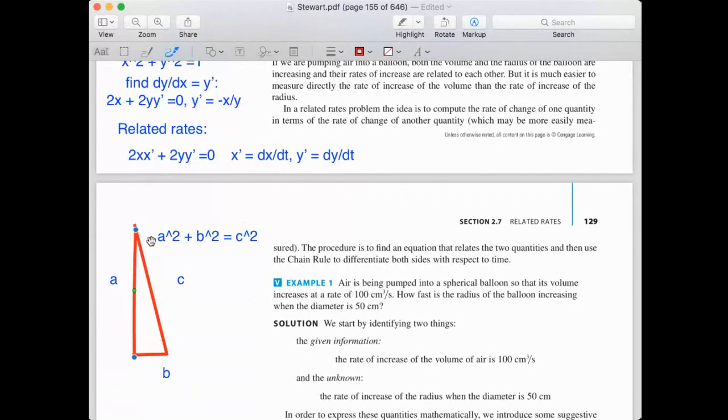So if we do that, we will introduce three more variables. The rate of change of A, which is dA dt. The rate of change of B, let's call it B prime, this is lazy notation, dB dt. Similarly, the change of the hypotenuse, which is dC dt.